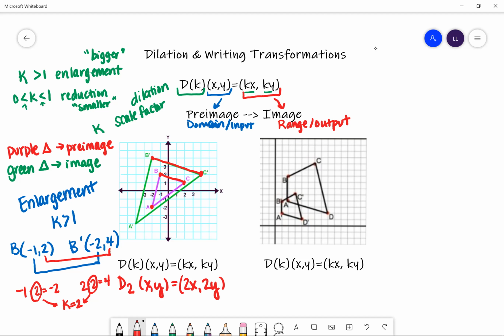All right, let's go on to the next example. So here in this picture, if you notice, the smaller image has the letter D, has the prime on it. The smaller image does. So that means this is a reduction because I went from big to small. And if it's a reduction, then that means my K is going to be a number between 0 and 1.